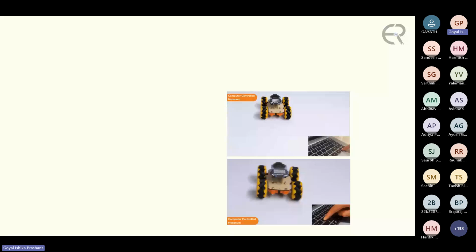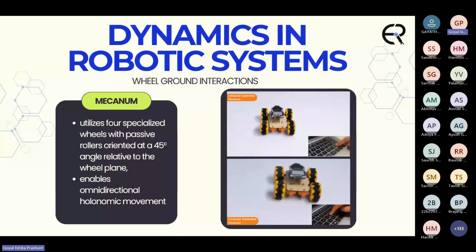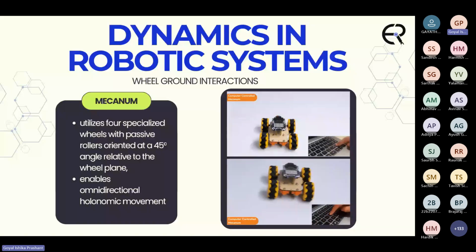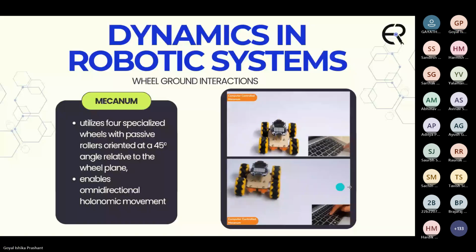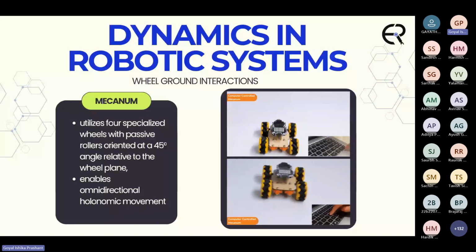The second kind of wheels that we have is mecanum wheels. This is a special kind of wheel that has passive rollers oriented at a 45-degree angle to the plane of the wheel. So, as you can see, this allows the bot to move front and back, sideways, and basically in any direction. And it can rotate by any angle ranging from 0 to 360 degrees.